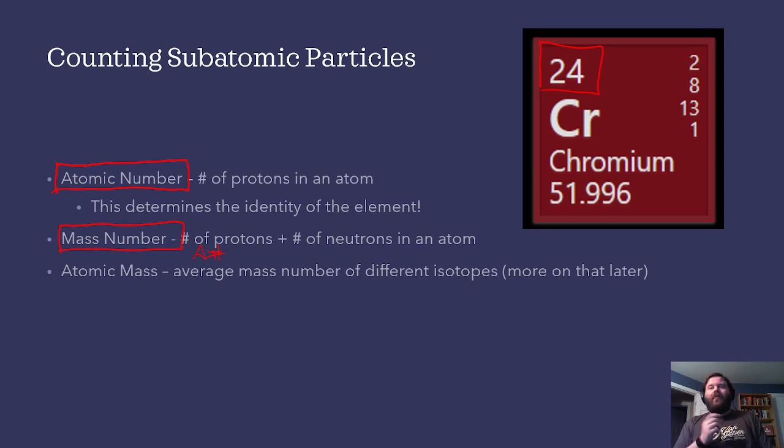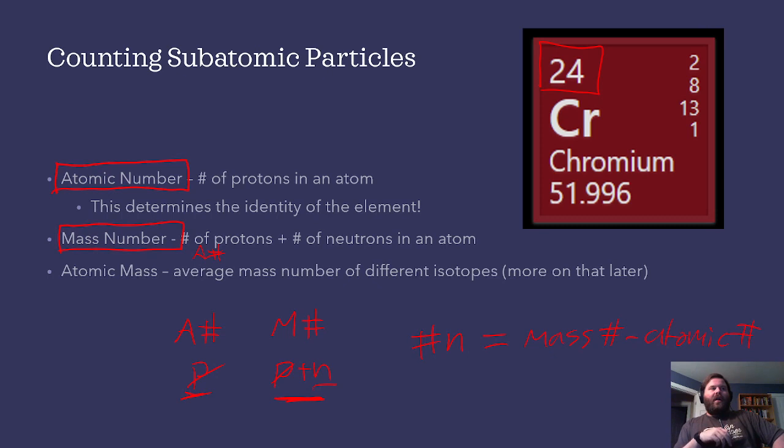And if you need to know the number of neutrons just from these 2 things, right? We've got the atomic number, which is just the number of protons, and the mass number, which is protons plus neutrons. If I subtract this from this, that gets rid of the protons and just leaves the neutrons. So the number of neutrons is equal to the mass number minus the atomic number. But we will practice that later.